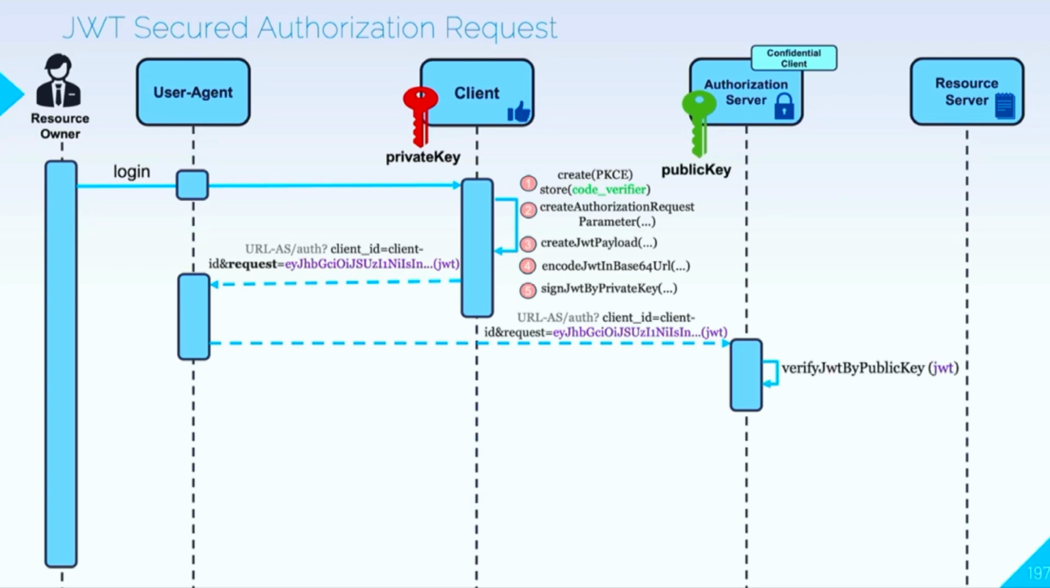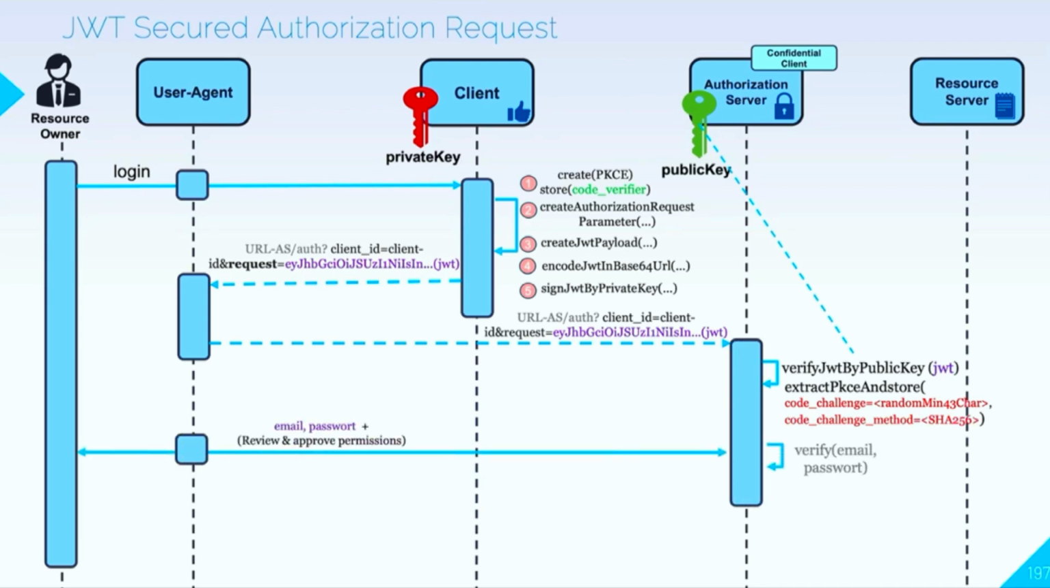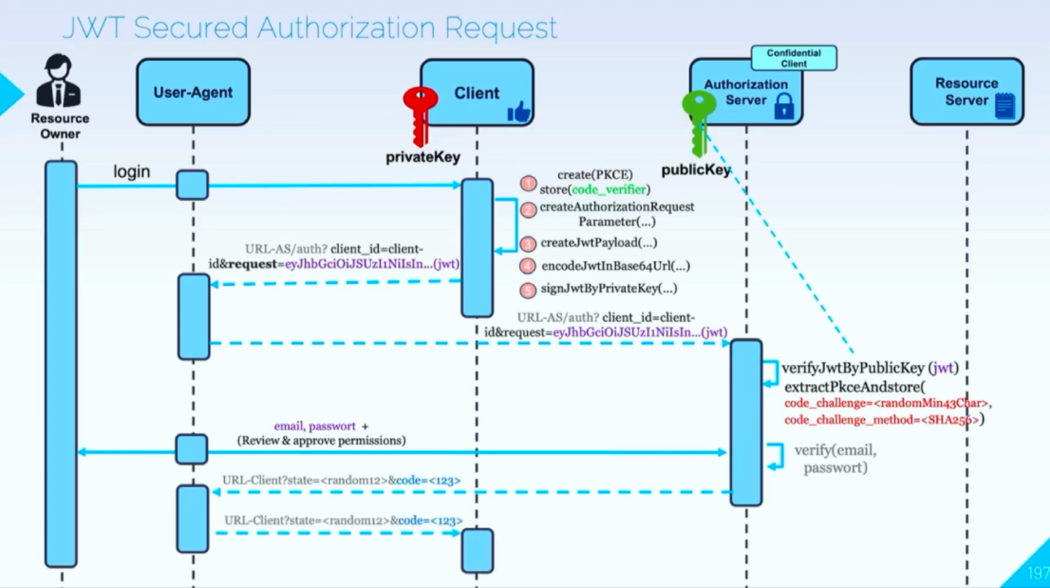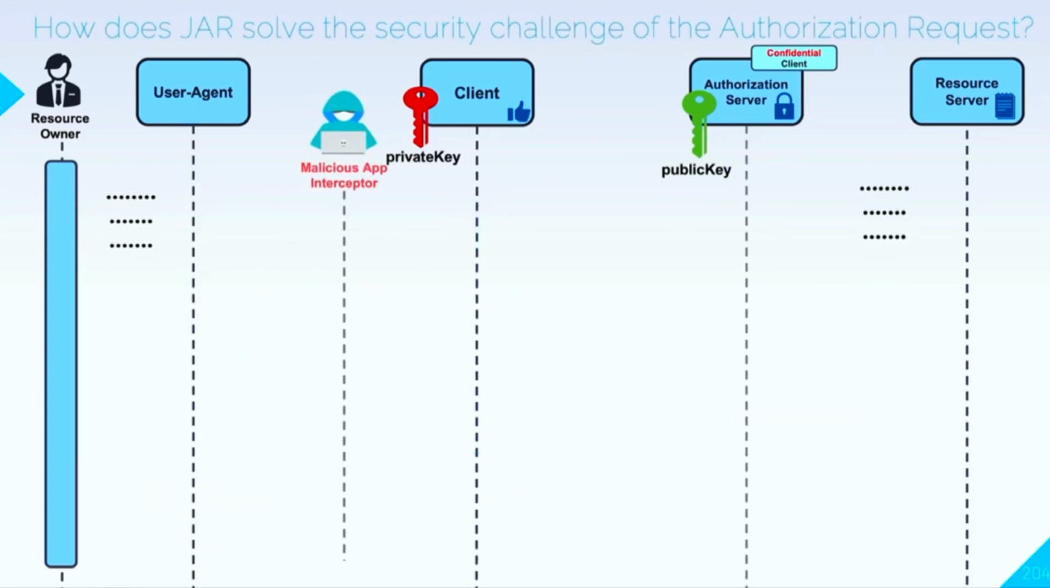The authorization server validates the JWT's signature using the client public key and extracts the parameters from the token. From here, the server stores the code challenge and code challenge method, and everything proceeds as usual. The resource owner then authenticates, and the authorization server generates an authorization code and redirects the resource owner back to the client. Let's now see how the JAR flow addresses the security challenge we discussed in the last lesson, using the same scenario with a malicious application.